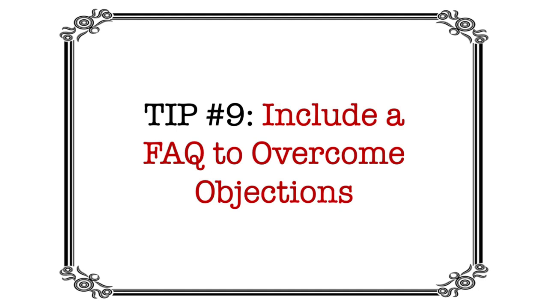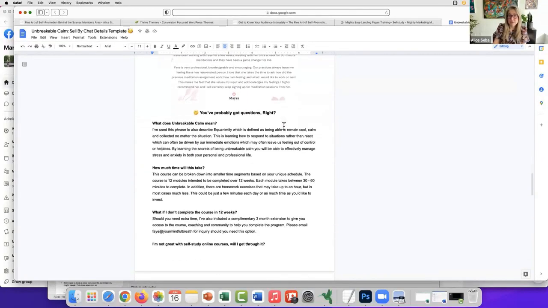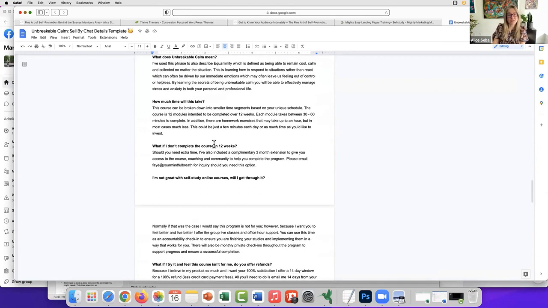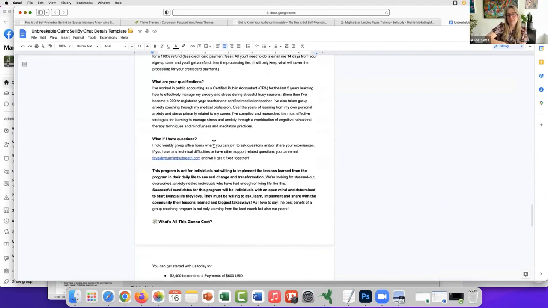Tip number 9, include a FAQ to overcome objections. All right. And then she also has a FAQ. I don't know why I keep saying it the way I don't like. What does unbreakable calm mean? How much time will this take? This is great stuff, right? This is very helpful. And also in a way that she said people have already expressed interest, assuming they maybe know some of this. This is definitely key stuff that they're going to want to see.